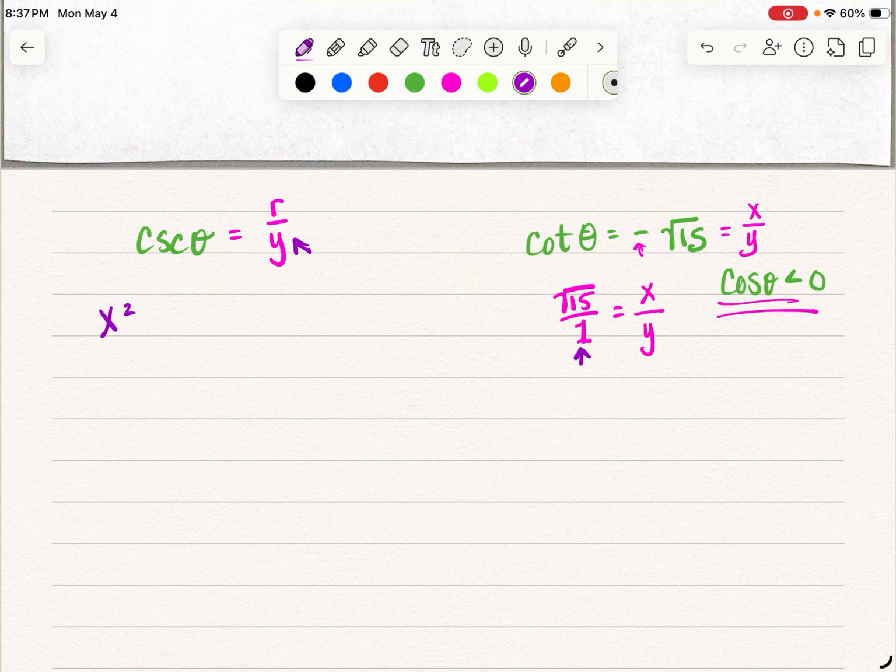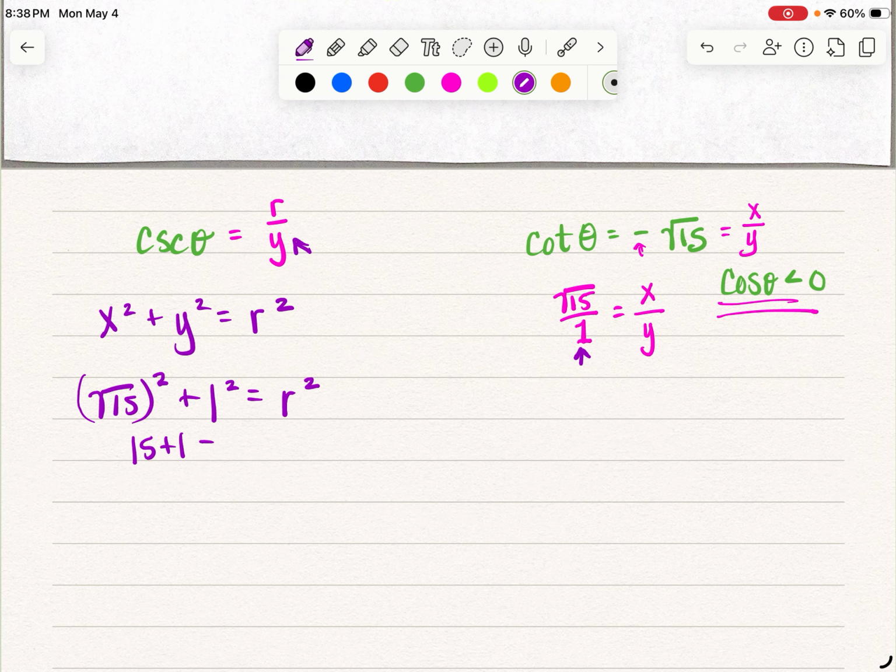R is the Pythagorean theorem. X squared plus y squared is r squared. So that would be the square root of 15 squared, plus 1 squared is r squared. So that's 15 plus 1. This one's nice because I get 16 as r squared. And of course, we know to take the square root of that. So that means that r is 4.